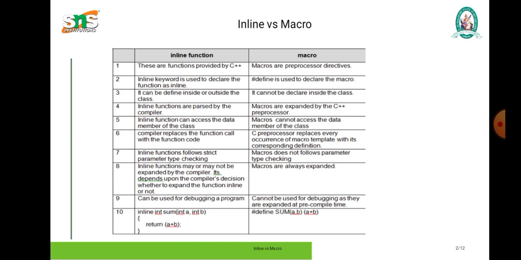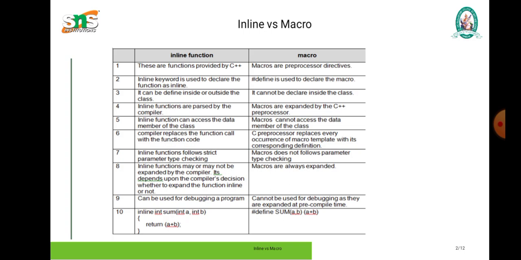And the sixth point: the compiler replaces the function call with the function code, and the C preprocessor replaces every occurrence of the macro template with its corresponding definition. And the seventh point: inline functions follow strict parameter type checking, and the macro does not follow parameter type checking. And the eighth point: inline functions may or may not be expanded by the compiler, depending upon the compiler's decision whether to expand the function or not. But a macro is always expanded.